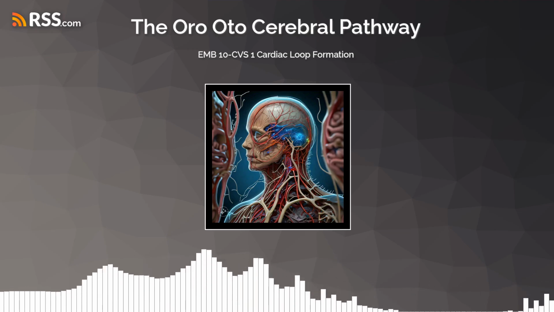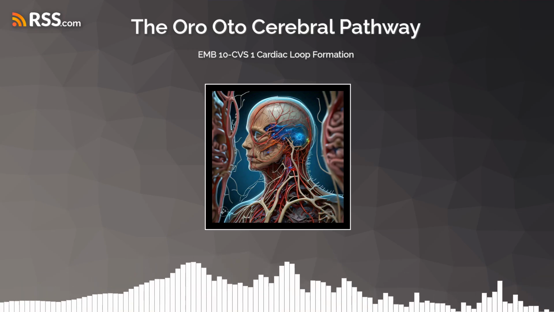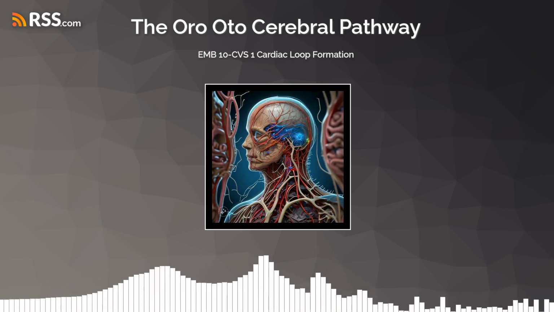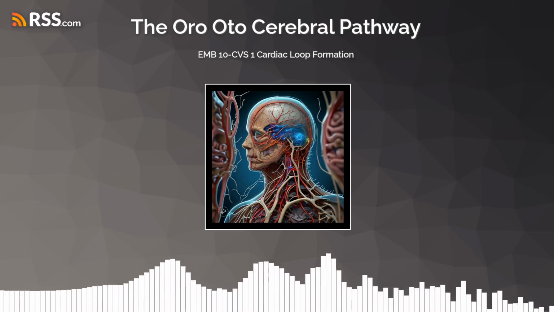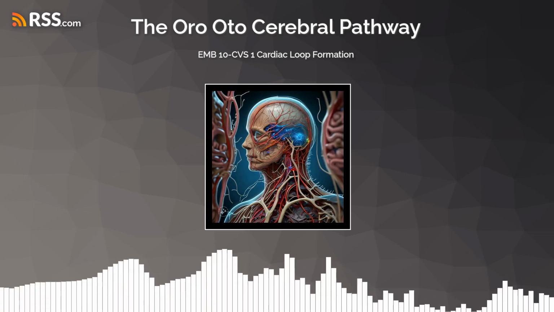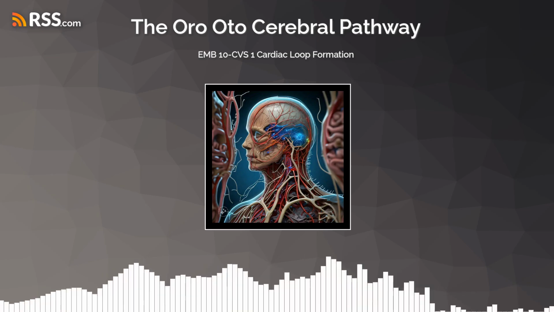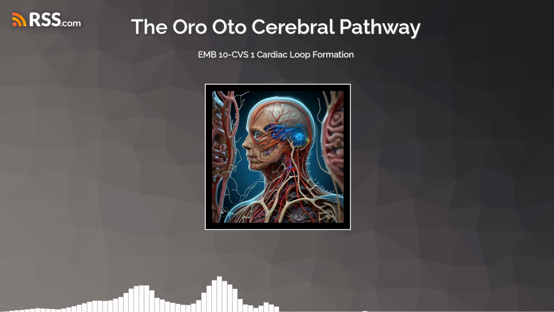In the embryology series, it's time to go systemic. In systemic embryology, we are excited to start with the cardiovascular system development first. And in the first episode of development of the cardiovascular system, let us talk about formation of the heart tube and its bending to form the cardiac loop.